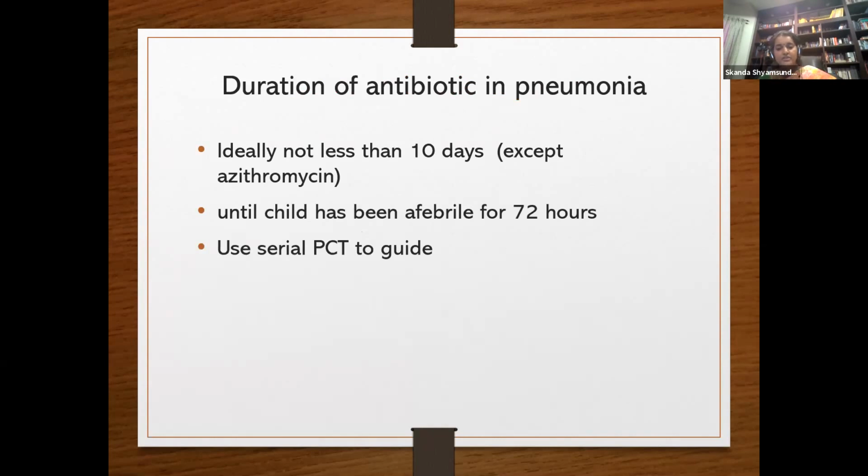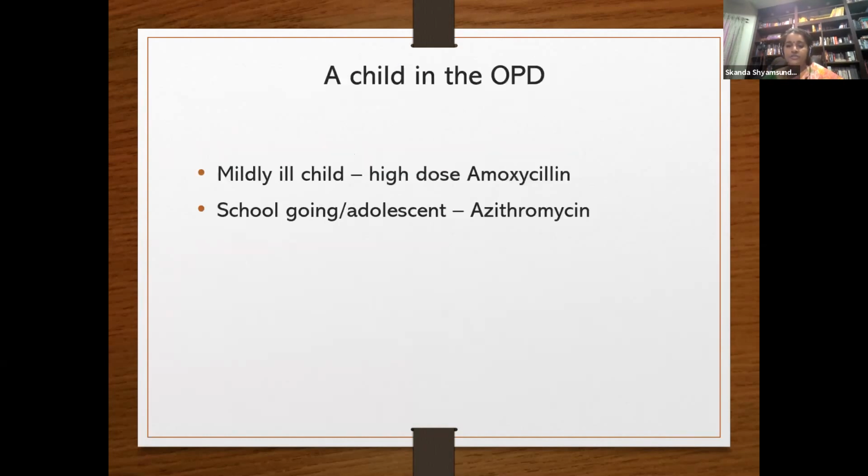10 days. Only if you give azithromycin is it 5 days. Otherwise, ideally not less than 10 days. Or you can give it until the child has been afebrile for a period of 72 hours. In certain centers, you can use procalcitonin to guide you to look for response.